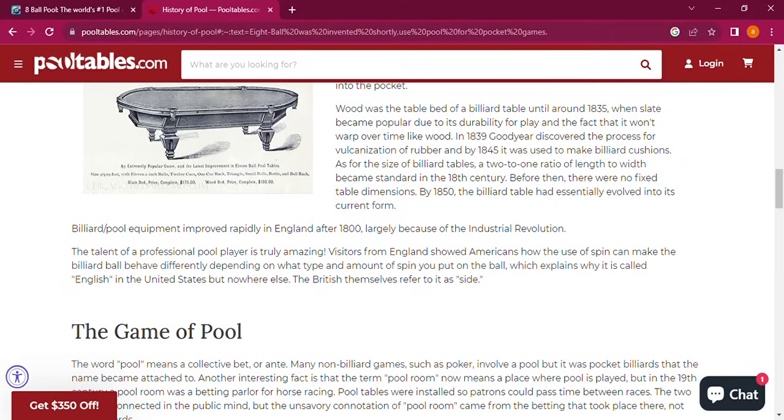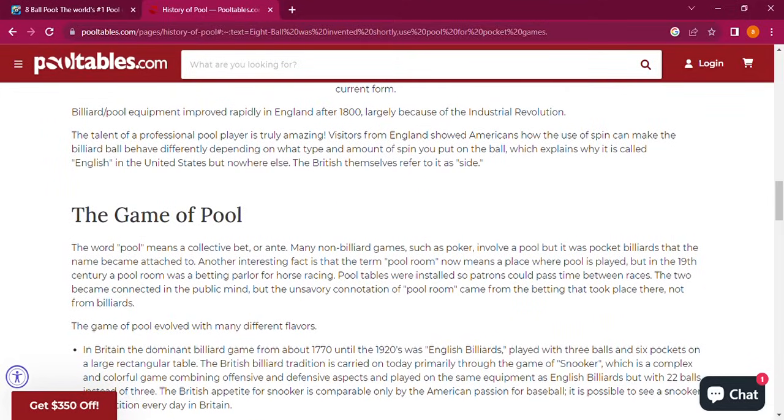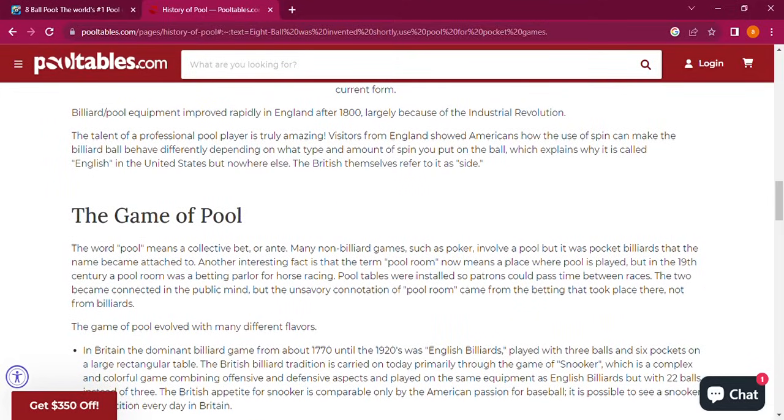The game of pool. The word pool means a collective bet or entity. Many non-billiard games such as poker involve a pool, but it was pocket billiards that the name became attached to. Another interesting fact is that the term pool room now means a place where pool is played, but in the 19th century, a pool room was a betting parlor for horse racing. Pool tables were installed so patrons could pass time between races. The two became connected in the public mind, but the unsavory connection of the pool room came from the betting that took place there, not from billiards.